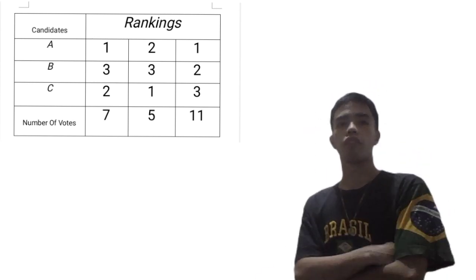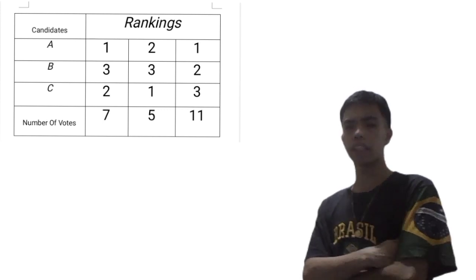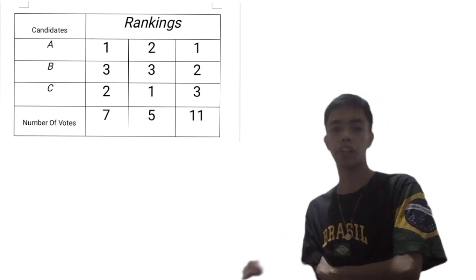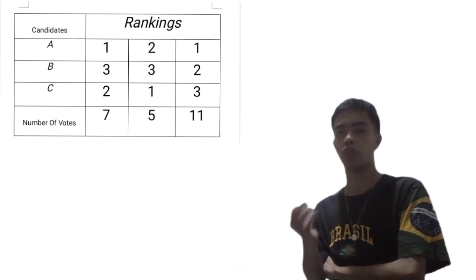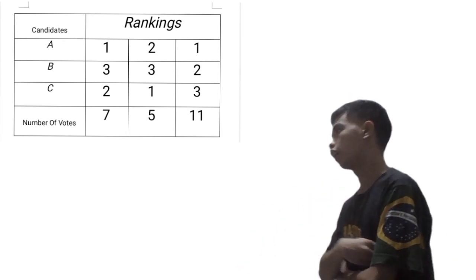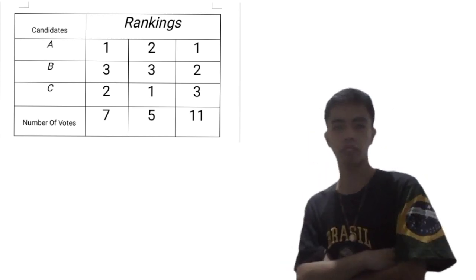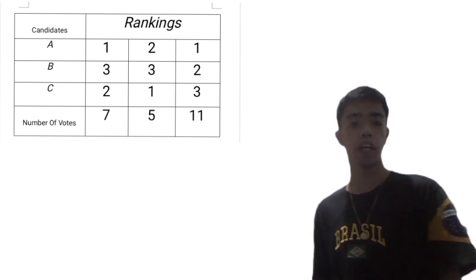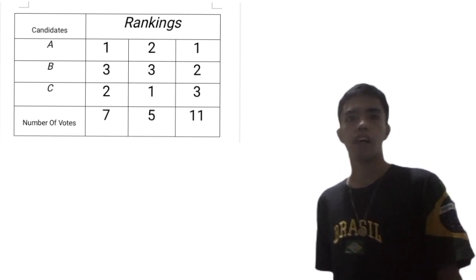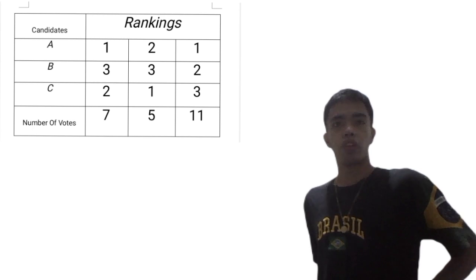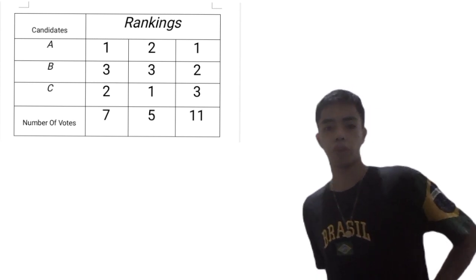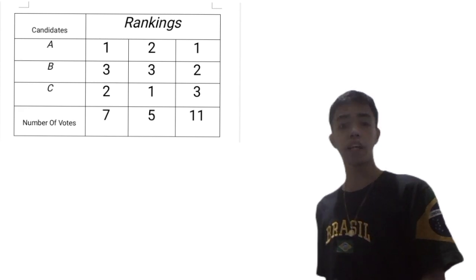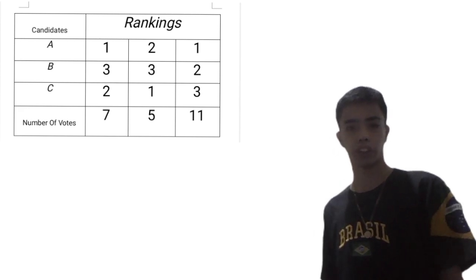For example, candidate A needs a matchup with the other candidates, so we have candidate A versus B and C. Let's start with candidate A versus B. In order for the candidates to gain points, they must have the higher number of voters.